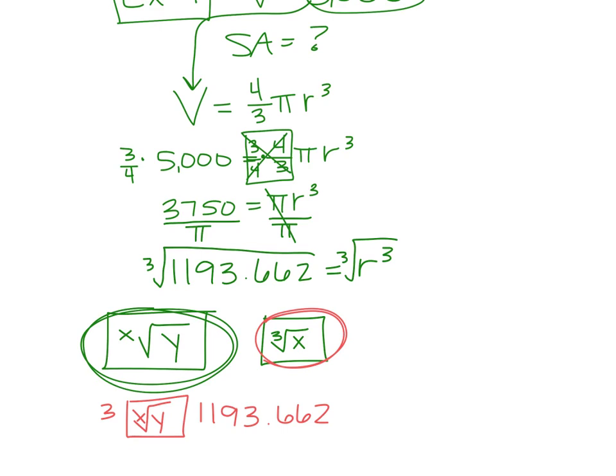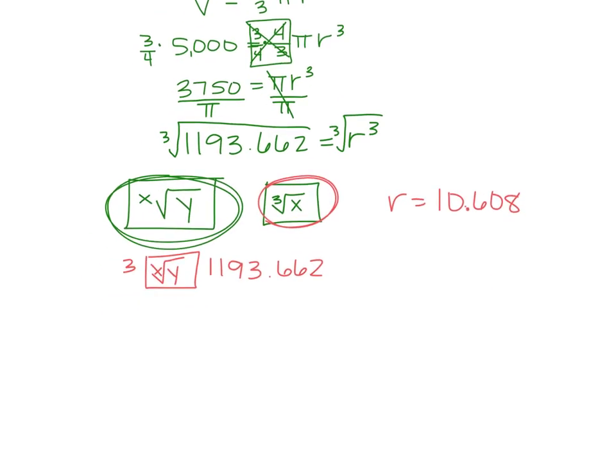Okay, but you should get this number. That's rounded. Okay, 10.608 would be your radius. Everyone getting that? If you're not, talk to me in a little bit and I will walk you through it. Okay, so now you have your radius and we're looking for surface area. So now it's a very quick step. You just plug it in.